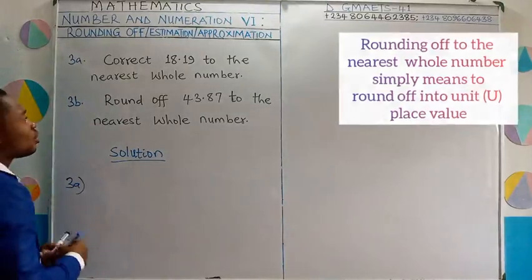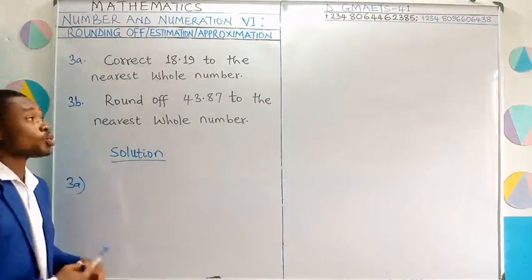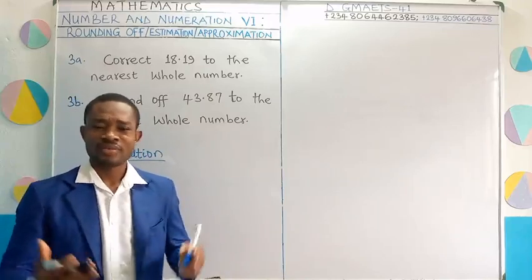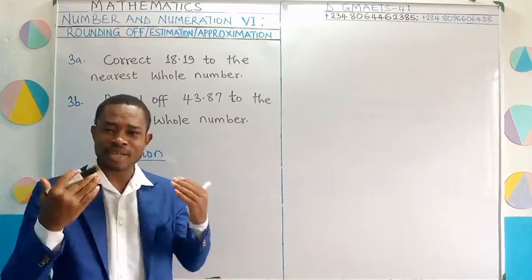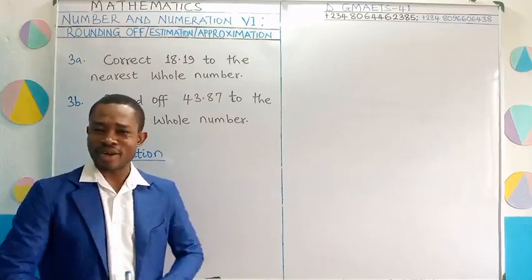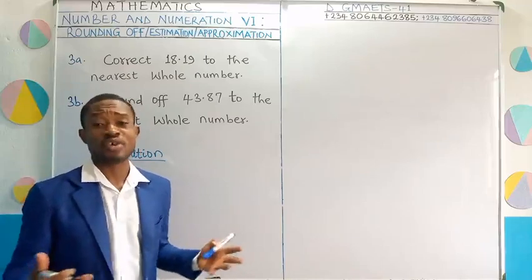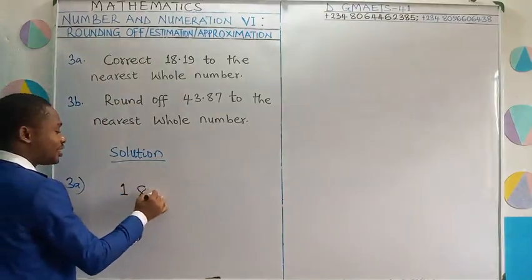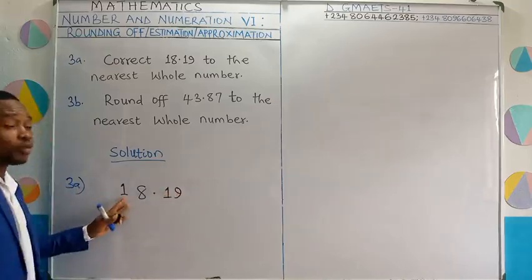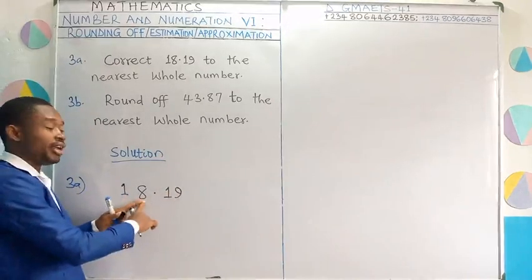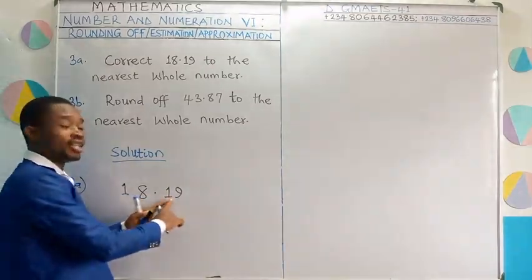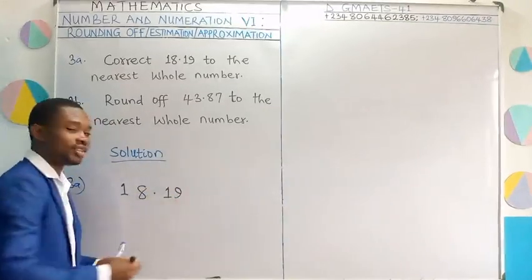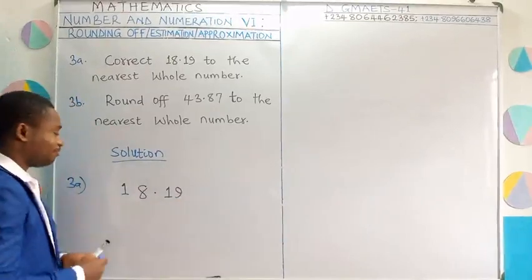Solution to 3a, we are to correct 18.19 to the nearest whole number. Now I'm going to solve this question without writing the place values because I have them at heart already. I want to believe that by now you've memorized your place values very well. It's very simple. What I have there is 18.19, and see clearly that this 1 is under tens. This 8 is under units. Then this 1 is under tenths. And this 9 is under hundredths because they are decimal digit place values.